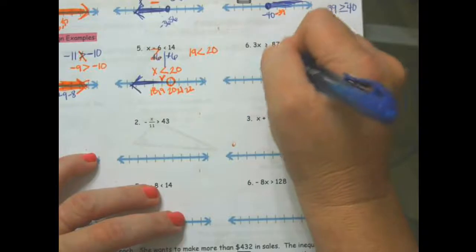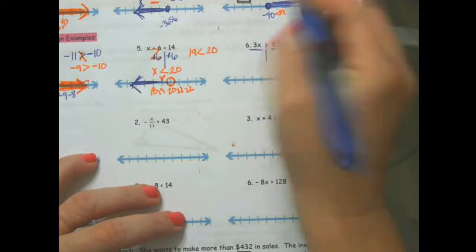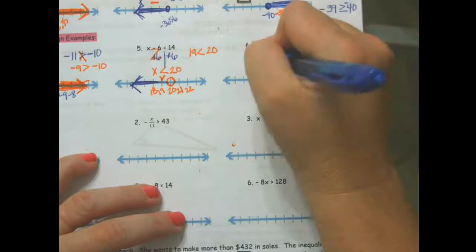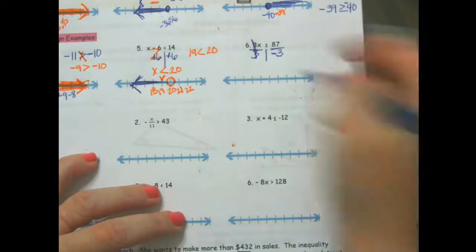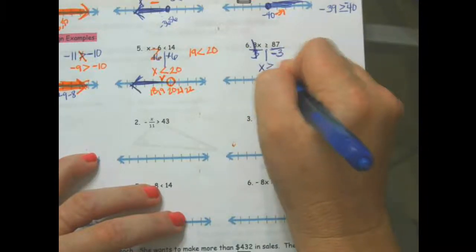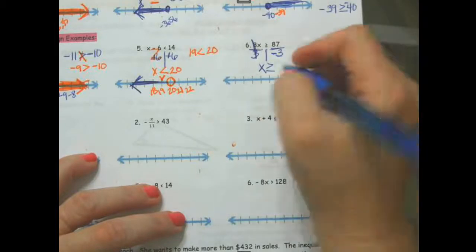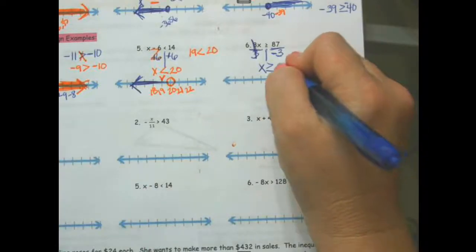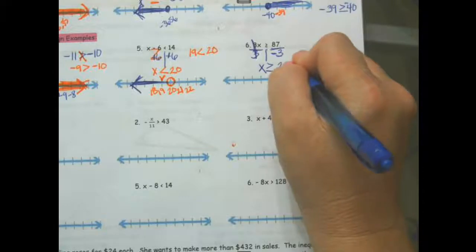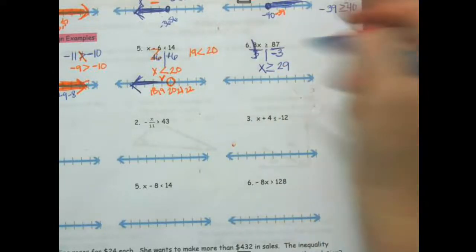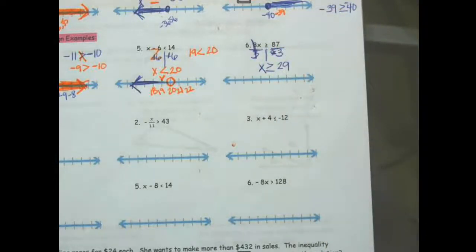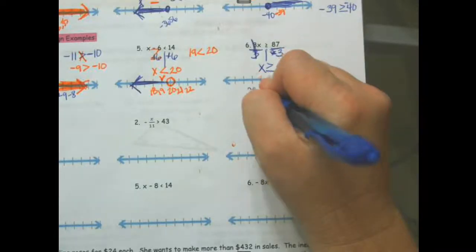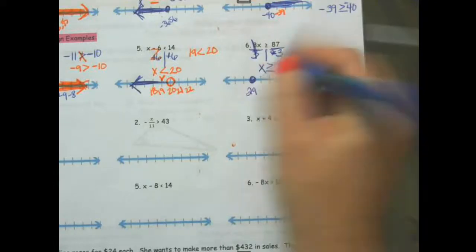Here, draw my river. This is multiplying, so I'm going to divide by 3. Divide by 3 on this side. Divide by 3 on this side. So x is greater than or equal to 29. So 29, closed circle, and all this way.